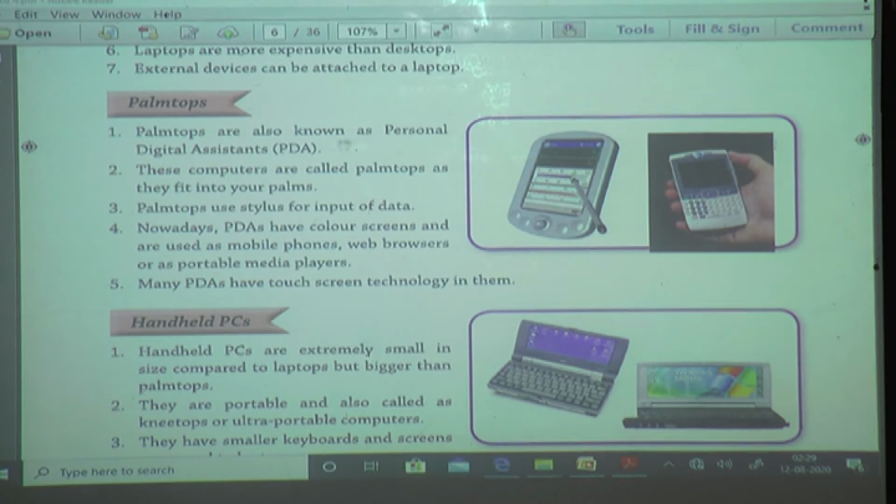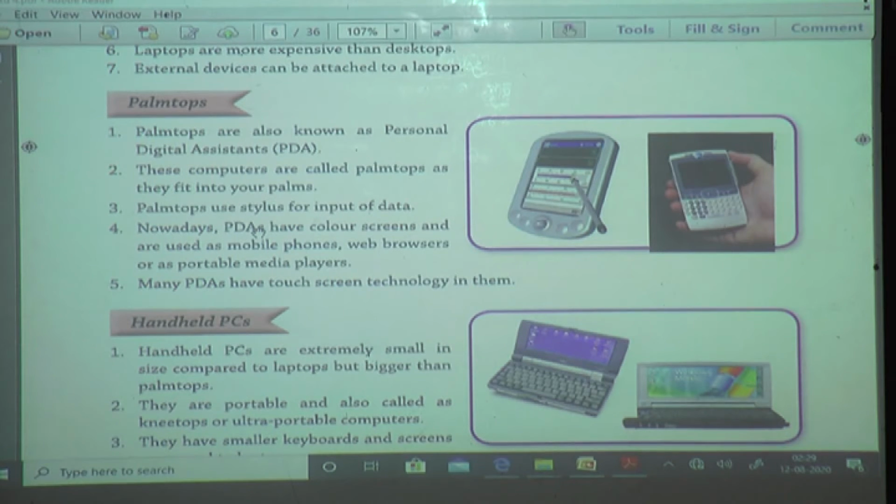Palmtops are also known as personal digital assistants, PDA. These computers are called palmtops as they fit into our palm. That's why this type of computer is called a palmtop. Palmtops use a stylus for input of the data.